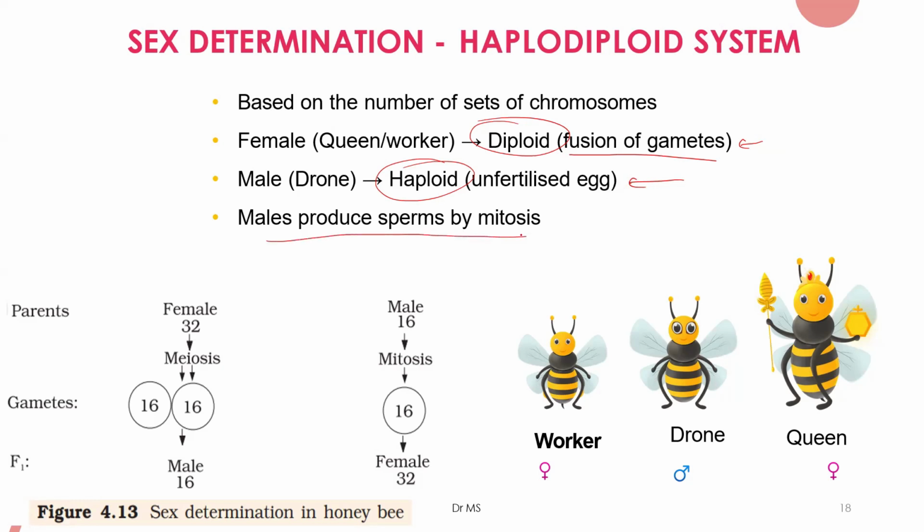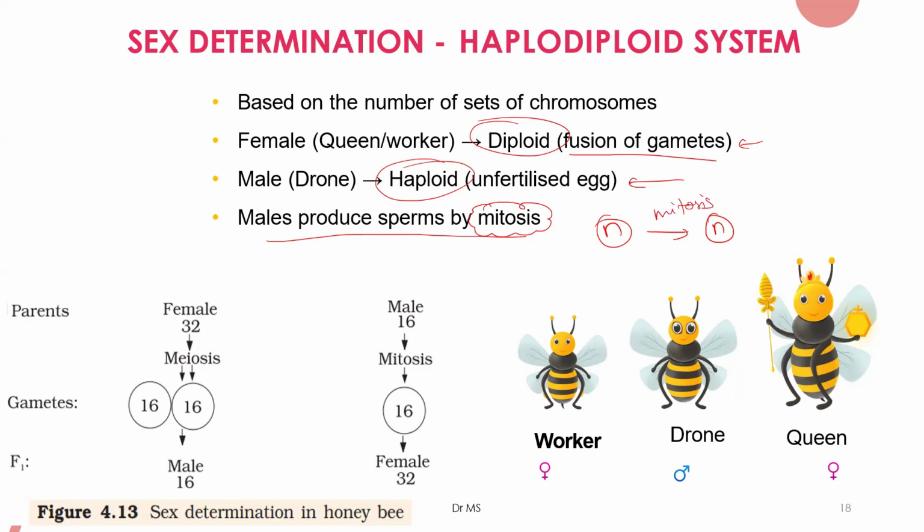Males produce sperms by mitosis. It cannot go with meiosis. If it goes with meiosis, what happens? The half set of chromosomes, 16, will reduce to 8, that is, n by 2. That can't be possible. So this is one thing you remember: in order to maintain the same number of chromosomes, they undergo mitosis. These are already haploid males. If they still make meiosis for formation of the gametes, they will become n by 2. That can't be possible, so they will undergo mitosis.